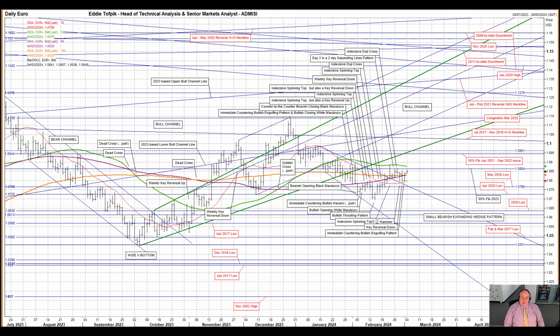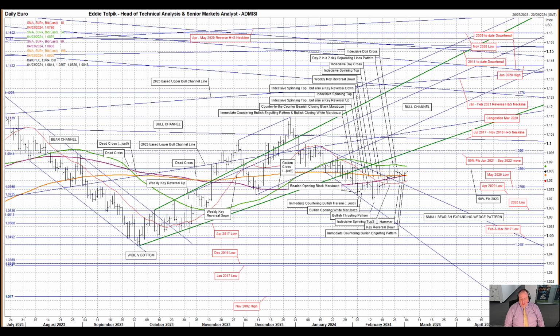Euro-dollar. An immediate countering bullish engulfing pattern on Friday after the previous session's key reversal down. Prices moved back up over the combination of the flatlining long moving average, currently at 108.30, highlighted in gold on my daily chart, and the mauve-coloured, slowly rising medium moving average, currently 108.30 also. Below we have the upper trend line of the small mid-January to late February bearish expanding wedge pattern, currently 107.72. Whilst overhead, we still have the capping resistance of the 50% Fibonacci line for 2023 at 108.64.